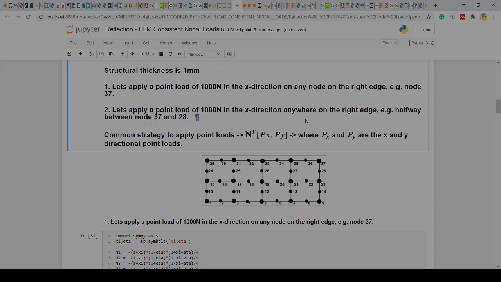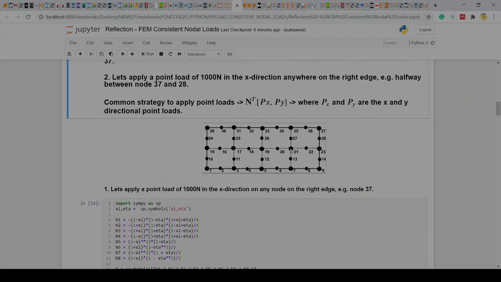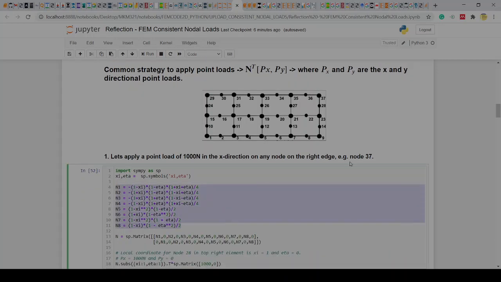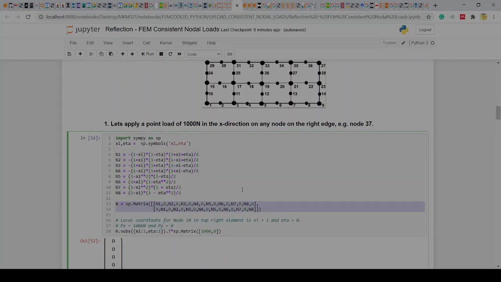Okay, what is important is I need to evaluate N transpose at where I want to apply Px and Py. So if I'm on this element here, and if I think about just this element for now, I'm going to highlight this element. I'm going to look at it in the local coordinate system. So this will be node 1, 2, 3, 4, 5, 6, 7, 8 in the local coordinate system, so the local numbering.